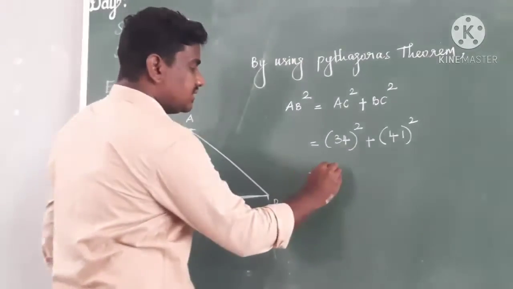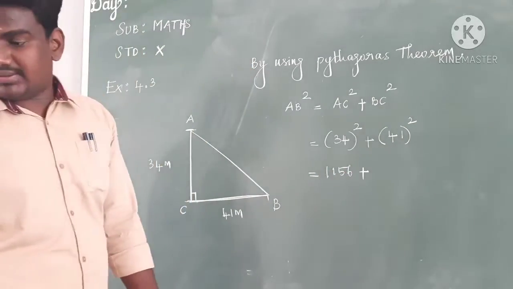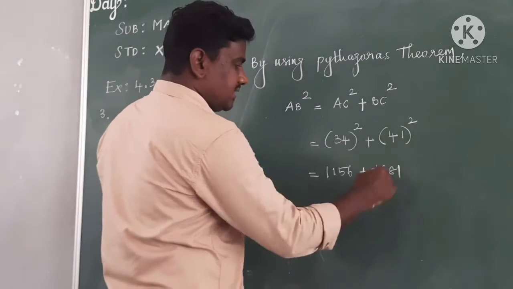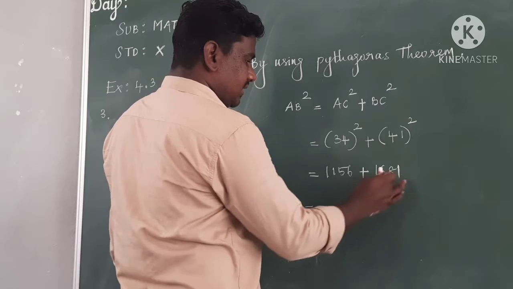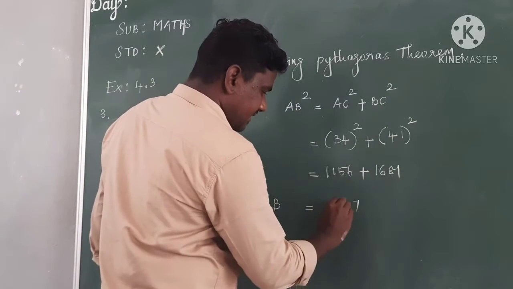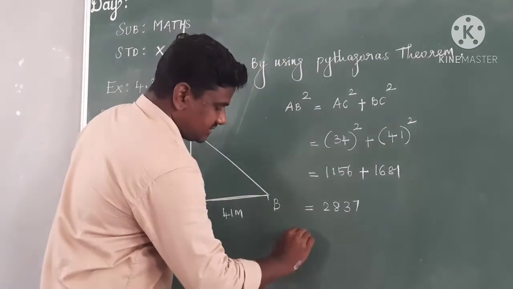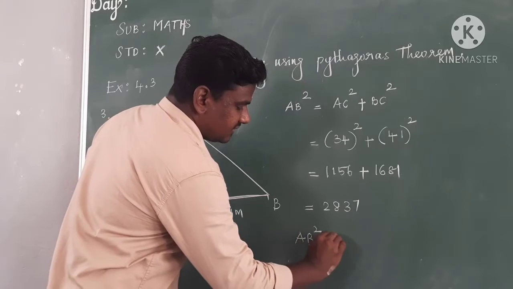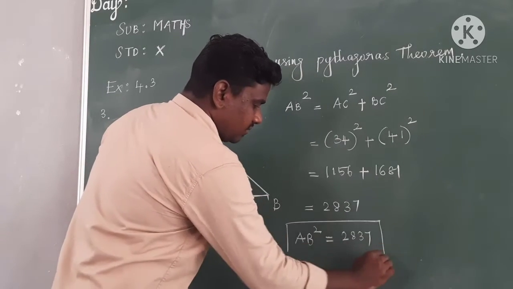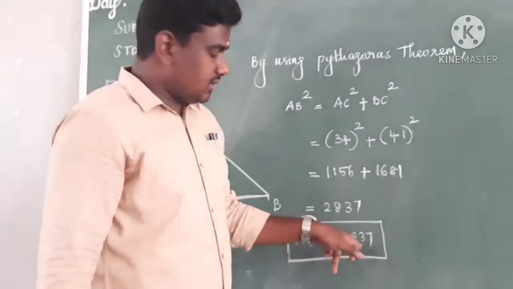34 square value is 1156 plus 41 square value is 1681. If you add them, 6 plus 1, 7, 8 plus 5, 13, remaining 1, 6 plus 1, 7, 8, 1 plus 1, 2, 2837. This is AB square. AB square is equal to 2837. What is the value of AB? So now we are going to find the square root of 2837.